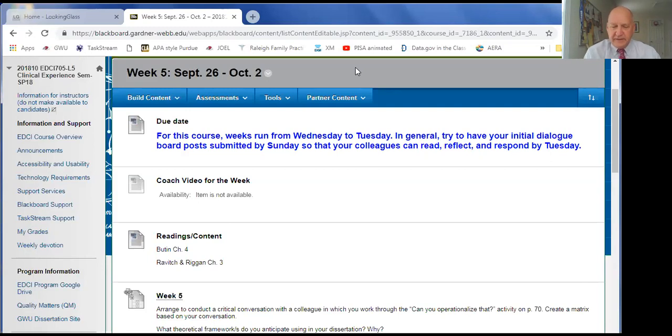It is week 5 in our fall course, and you are to be working and reading about your dissertations when you can. Booton and Ravitch and Riggin are the readings this week, and the idea of a conceptual, a critical conversation with a colleague, thinking and working through the ideas of can you operationalize that. The chart in the Booton text on page 70 is a good one.